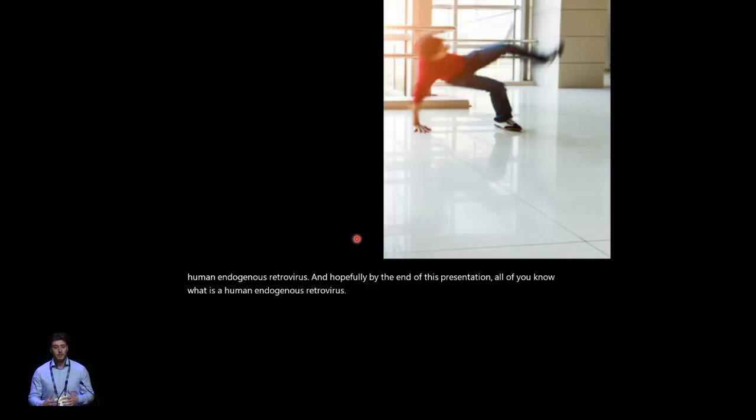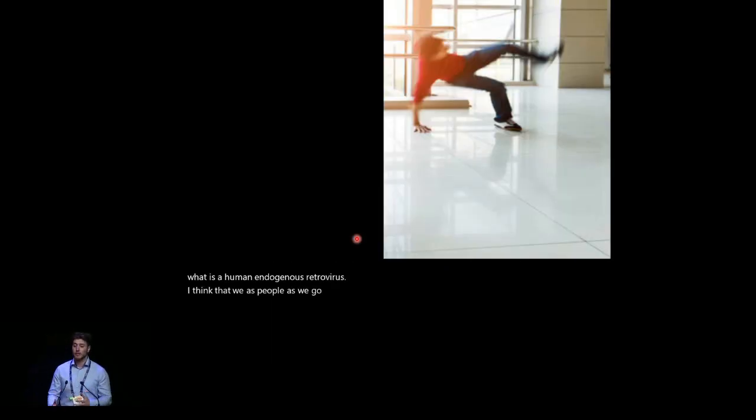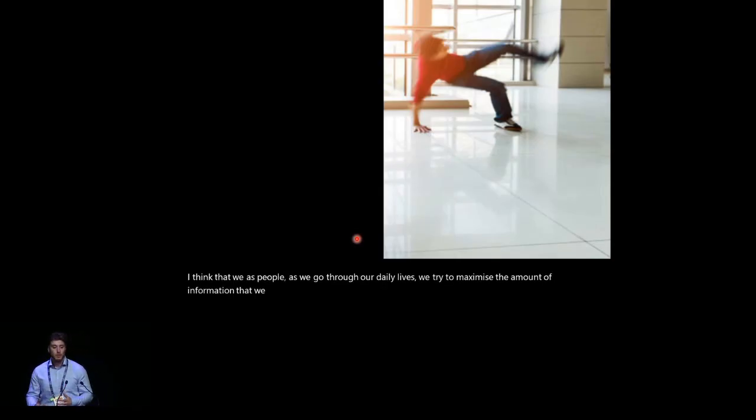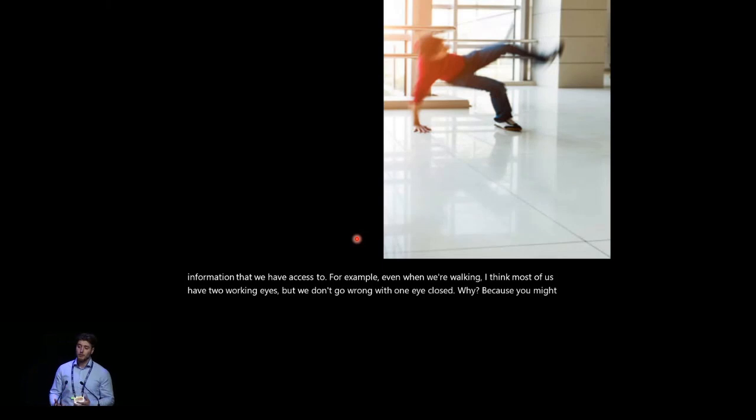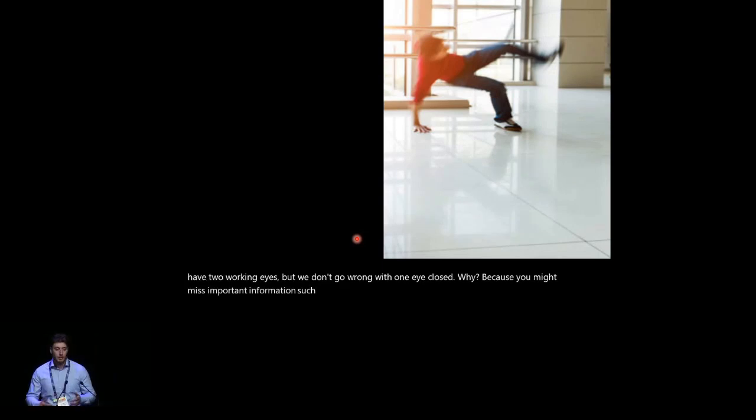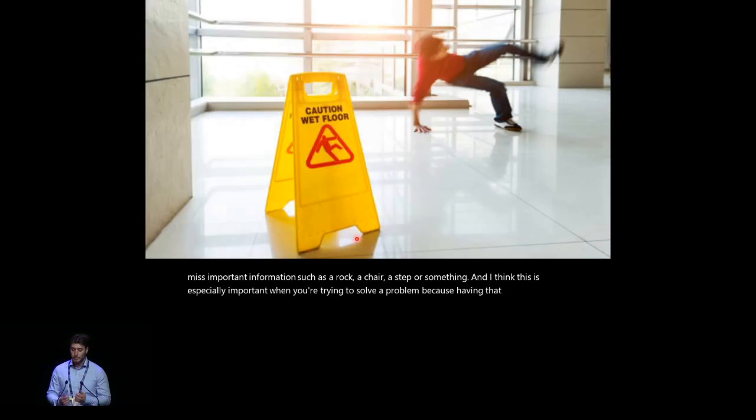I think that we as people, as we go through our daily lives, try to maximize the amount of information that we have access to. For example, even when we're walking, most of us have two working eyes, but we don't go around with one eye closed. Why? Because you might miss important information such as a rock, a chair, a step. And I think this is especially important when you're trying to solve a problem, because having that extra piece of information might make you look at the problem in a different light, and hopefully that will help you solve the problem.